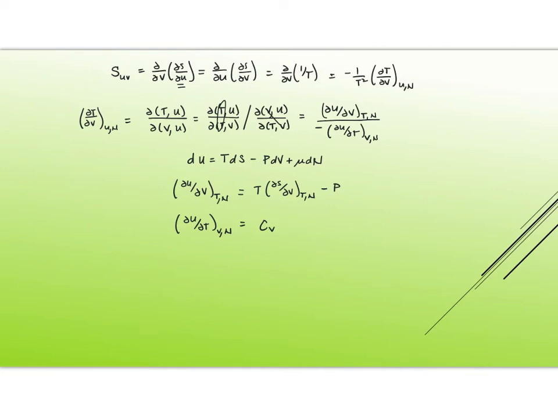Next, I want to get rid of this ds dv. ds dv is one of the ones that you should recognize as being in Maxwell. And so therefore, this expression is going to be T dP dt at constant volume minus the pressure. If I substitute these in, dt dv at constant u and n is going to be, well, I've got this minus sign, I've got this subtraction here, p minus t dp dt at constant volume, all divided by c sub v.